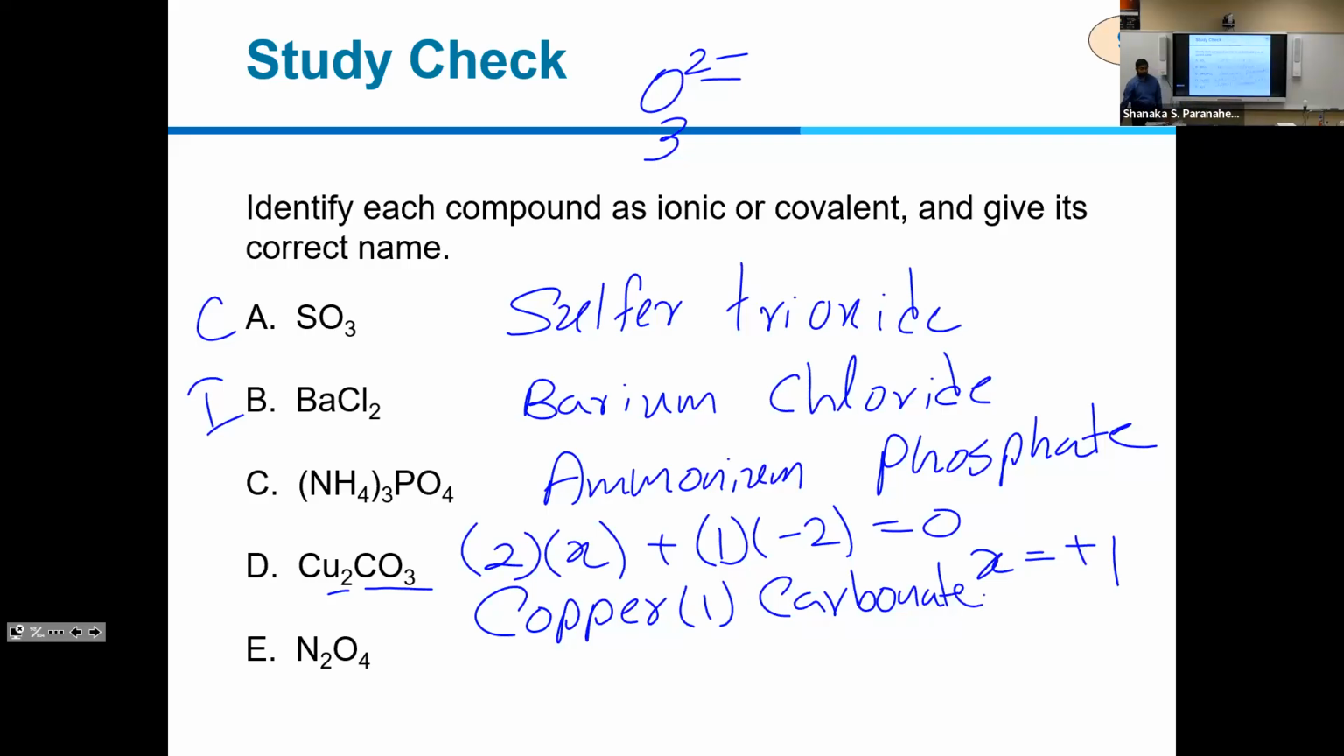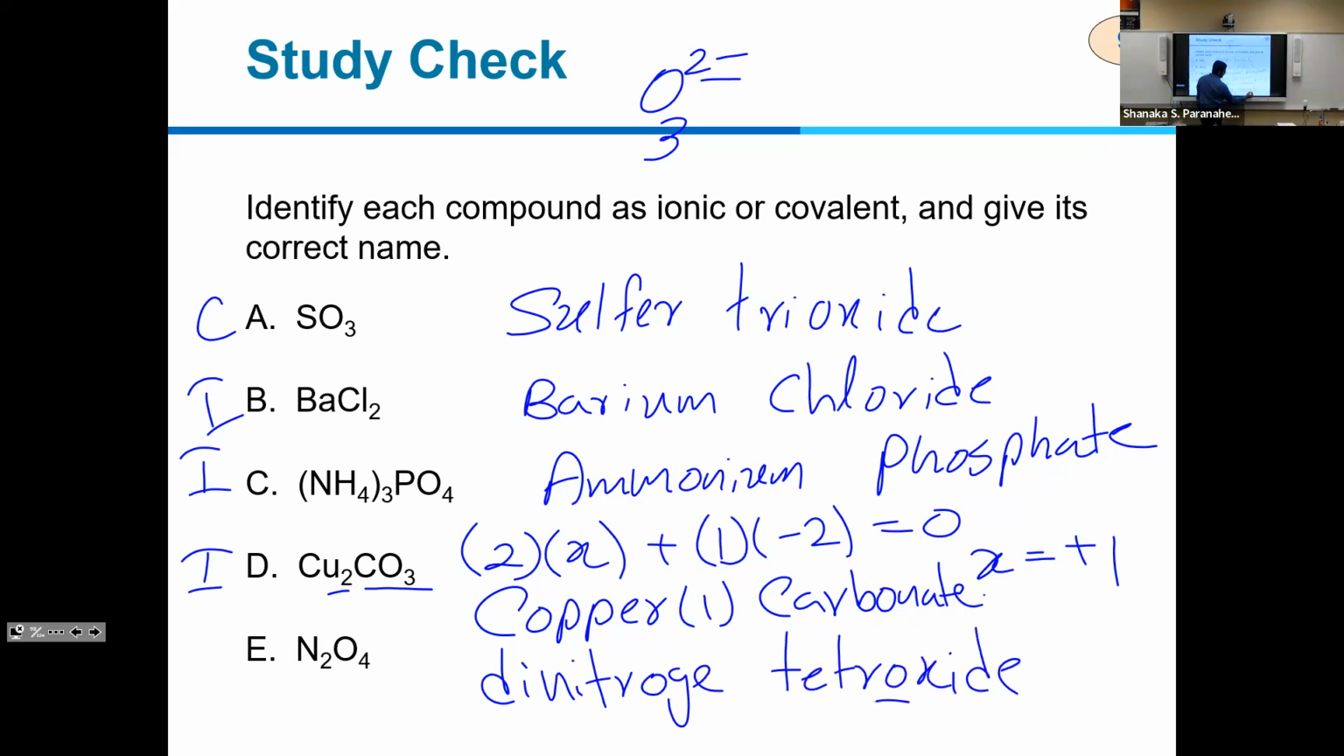Last one, ionic or covalent? Metals are ionic. What is the last one? Covalent. Both are non-metals. So what is the name? Dinitrogen tetroxide. There are two vowels together. We drop the A, tetroxide. Okay. Any question?